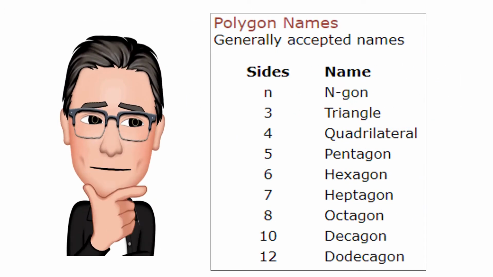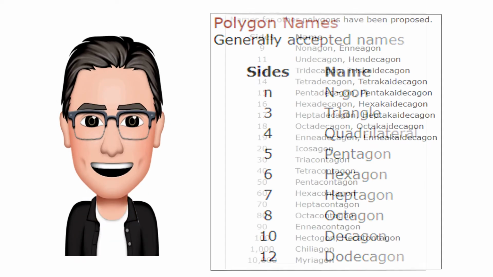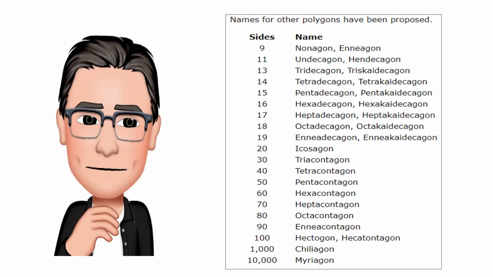Polygon names. Generally accepted names. Sides, name (n-gon): 3 triangle, 4 quadrilateral, 5 pentagon, 6 hexagon, 7 heptagon, 8 octagon, 10 decagon, 12 dodecagon. Names for other polygons have been proposed.